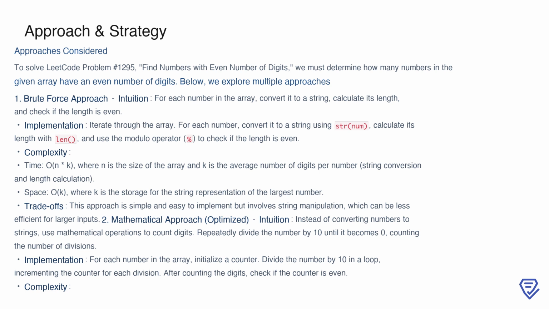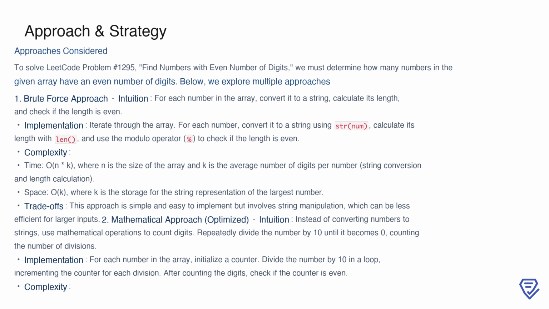The time complexity is O(n * k), where n is the size of the array and k is the average number of digits per number, as the string conversion and length calculation take time. The space complexity is O(k), as we need to store the string representation of the largest number. Although simple, this method can be less efficient for larger inputs as it involves string manipulation.